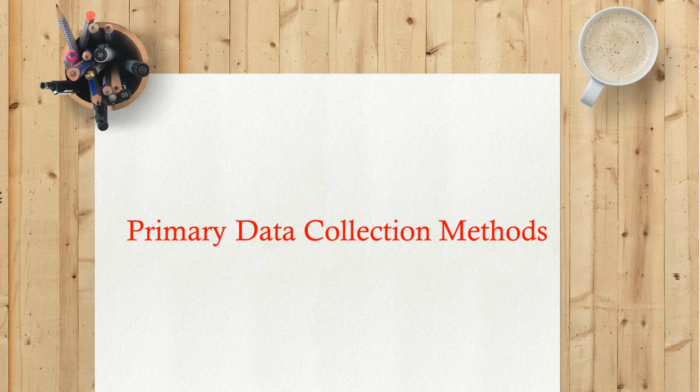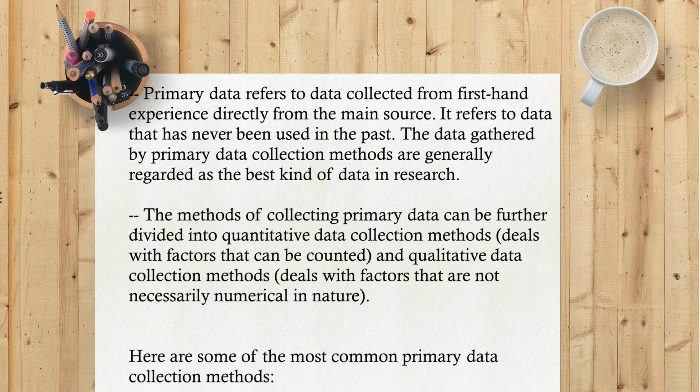Primary data collection methods. Primary data refers to data collected from first-hand experience directly from the main source. It refers to data that has never been used in the past. The data gathered by primary data collection methods are generally regarded as the best kind of data in research. The methods of collecting primary data can be further divided into quantitative data collection methods, which deal with factors that can be counted, and qualitative data collection methods, which deal with factors that are not necessarily numerical in nature. Here are some of the most common primary data collection methods.